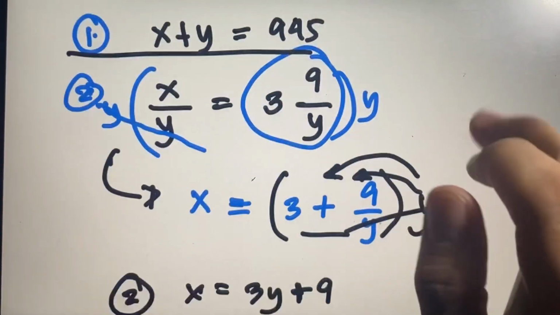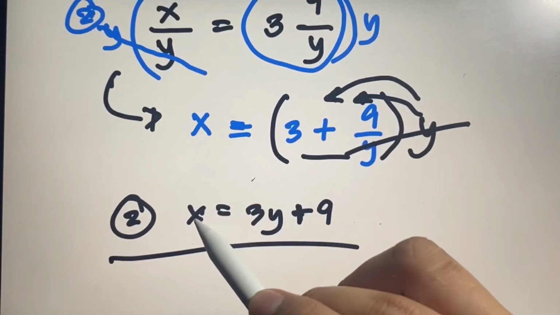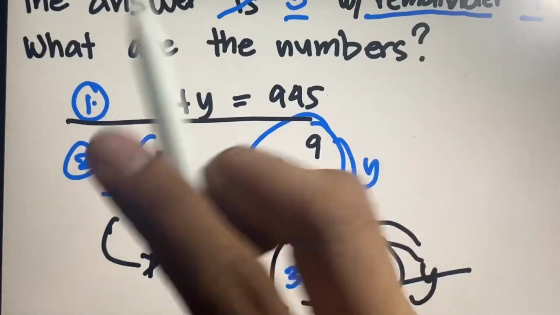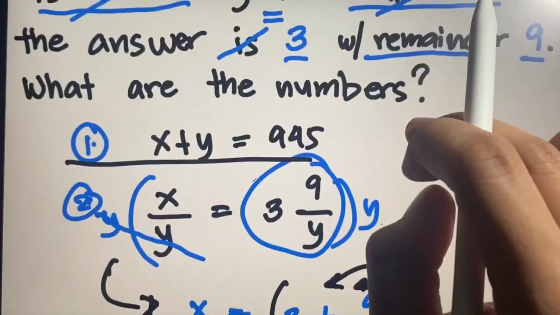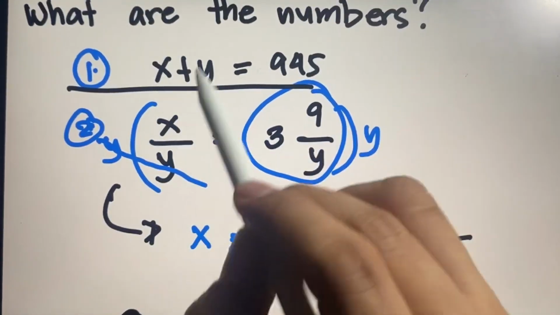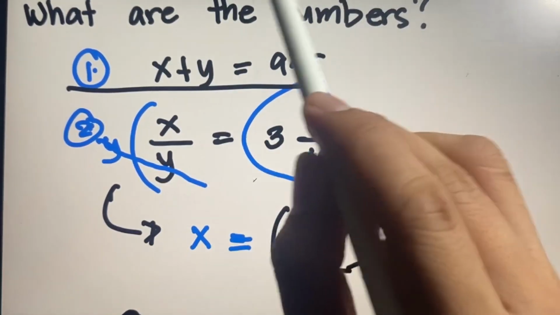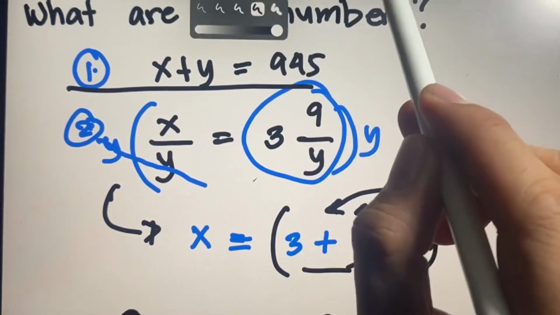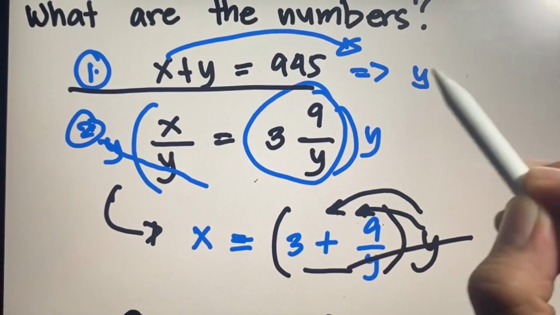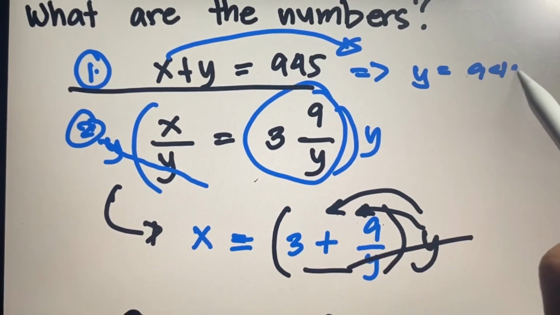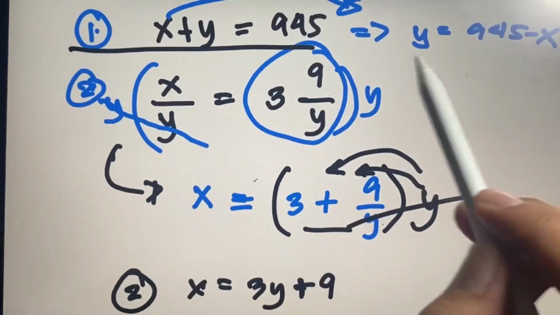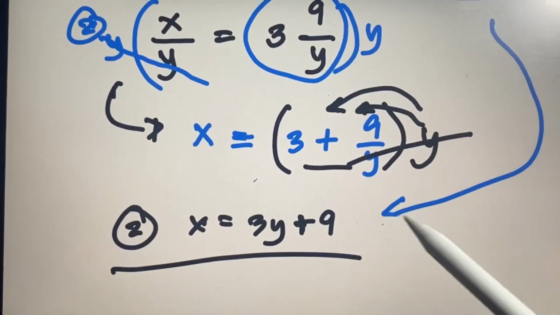If we wanted to get the bigger number, or the x value, first, we need to get the value of our y here. So if you're going to get the value of our y, we just need to transpose this one to the other side. Therefore, our y is equal to 945 minus x. So we could use this one to substitute on our equation 2.